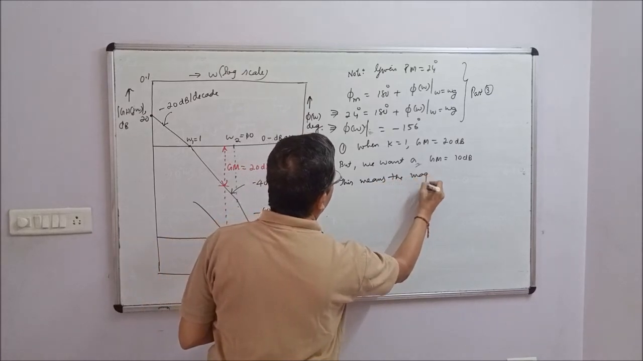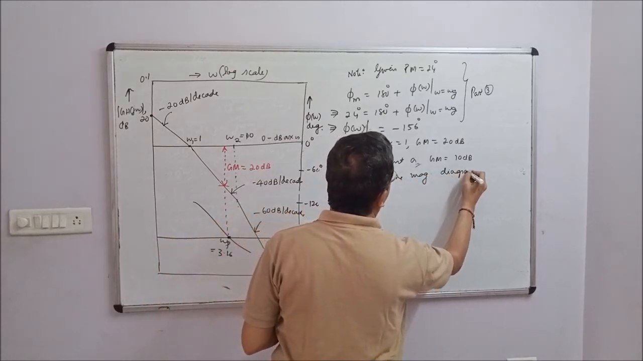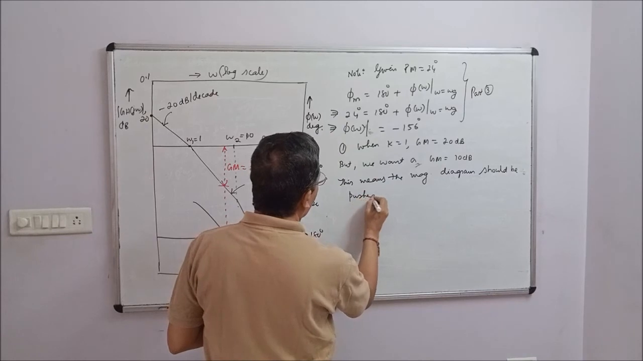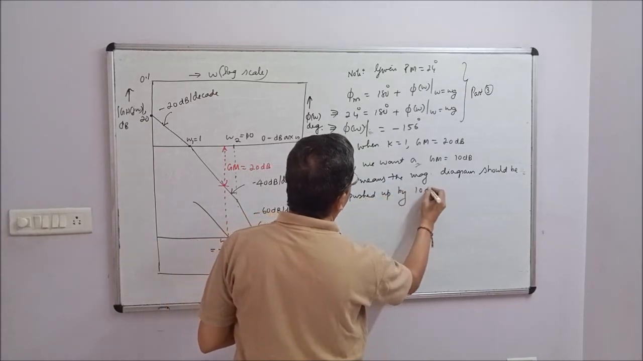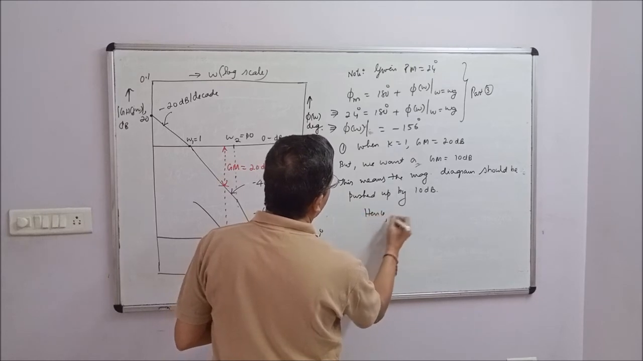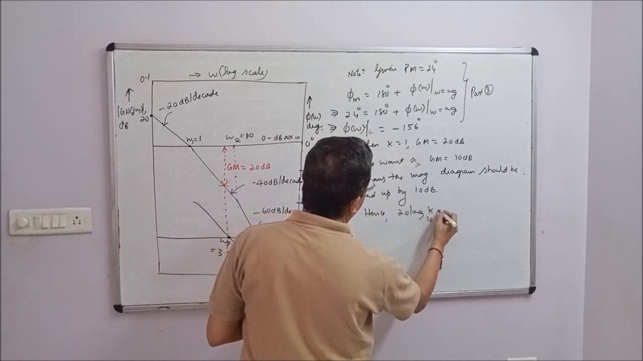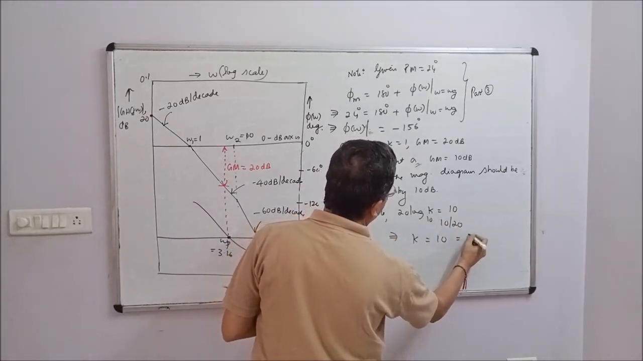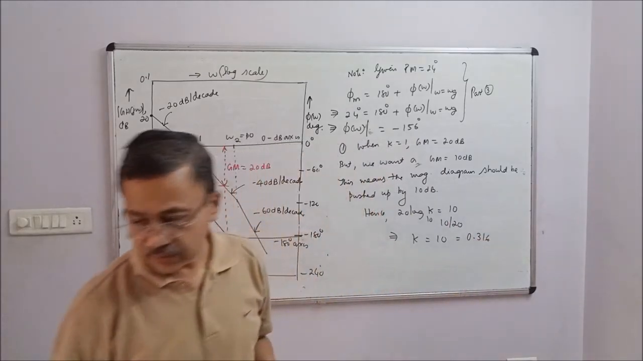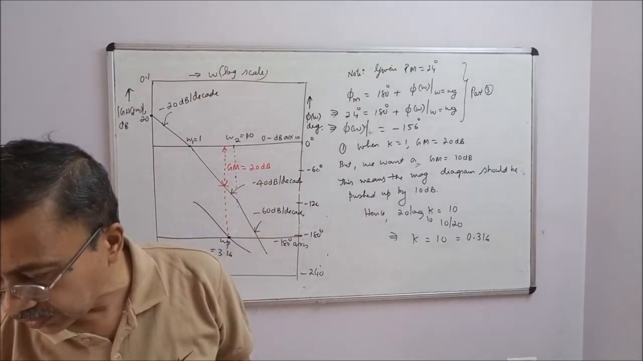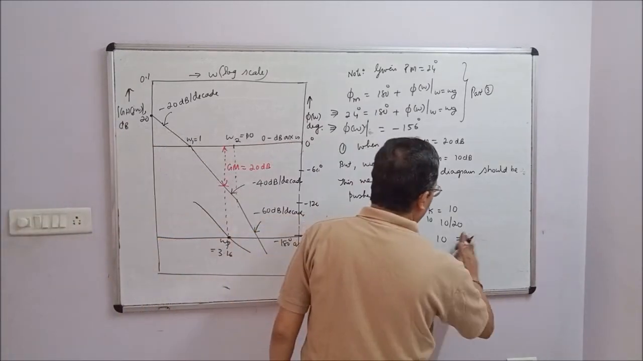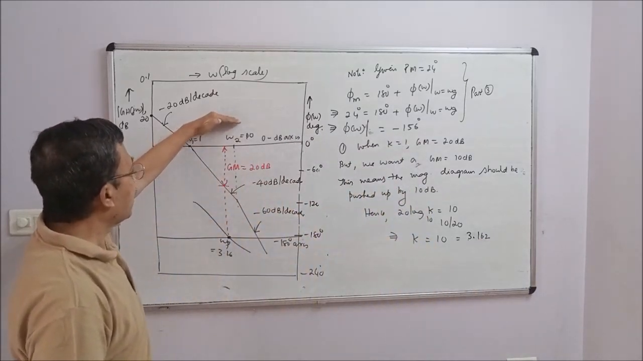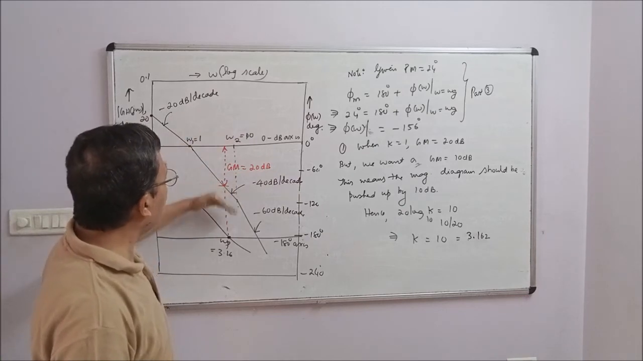This means the magnitude diagram should be pushed up by 10 dB. Hence 20 log k to base 10 is equal to 10. This implies k is equal to 10 to the power 10 by 20. This gives you the value of k as 3.162. If you push up this diagram, by how many dB do you push it up?